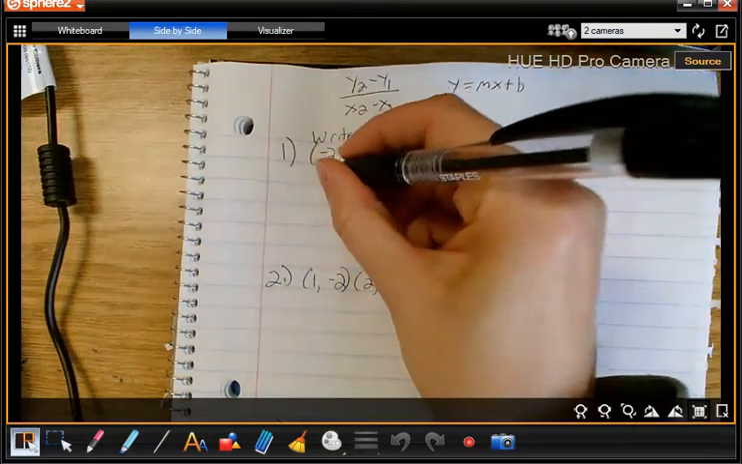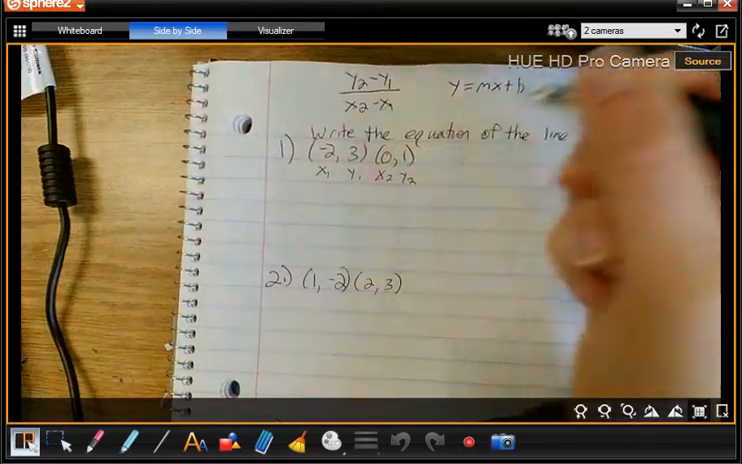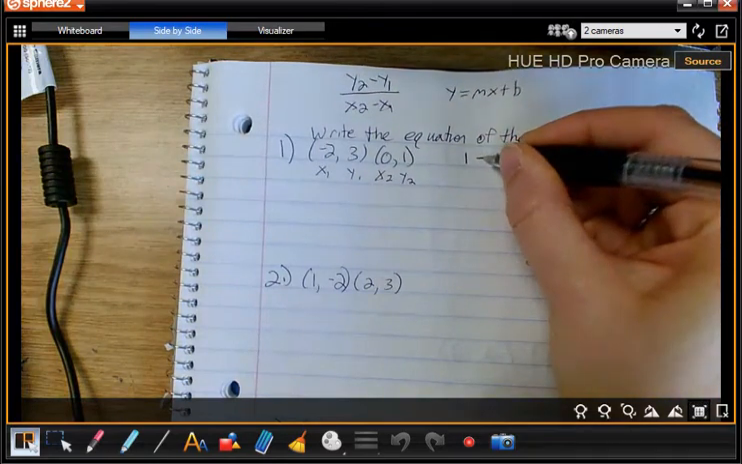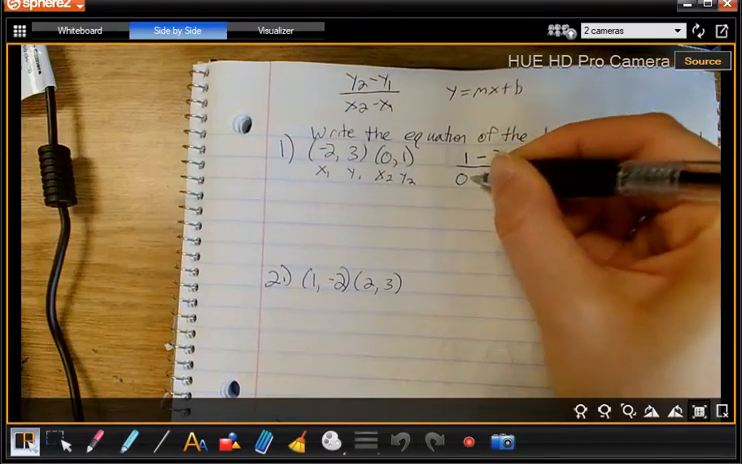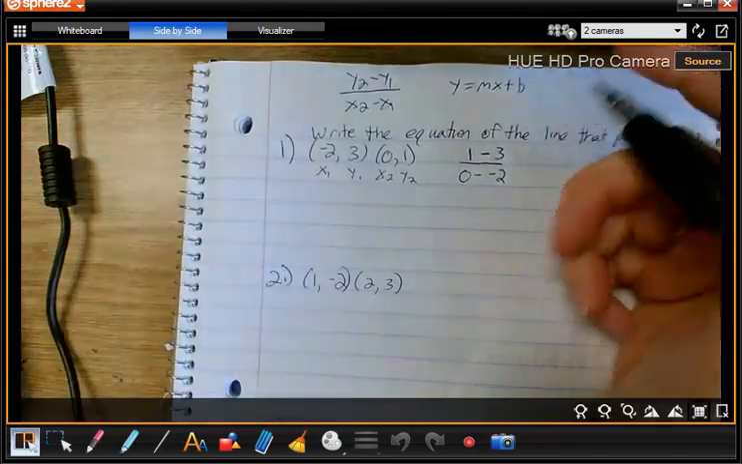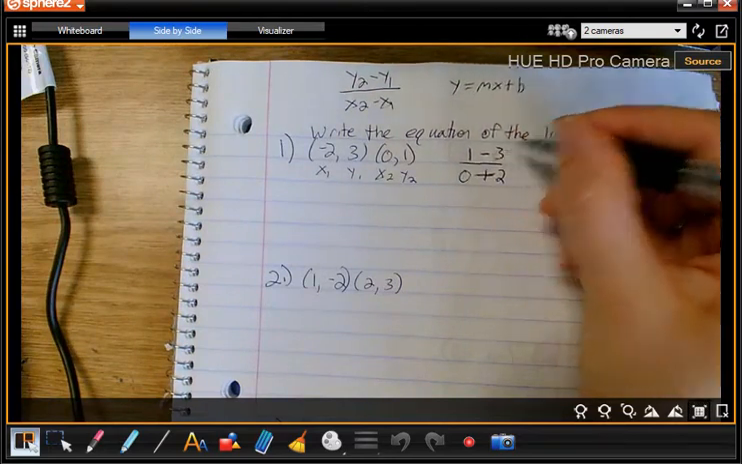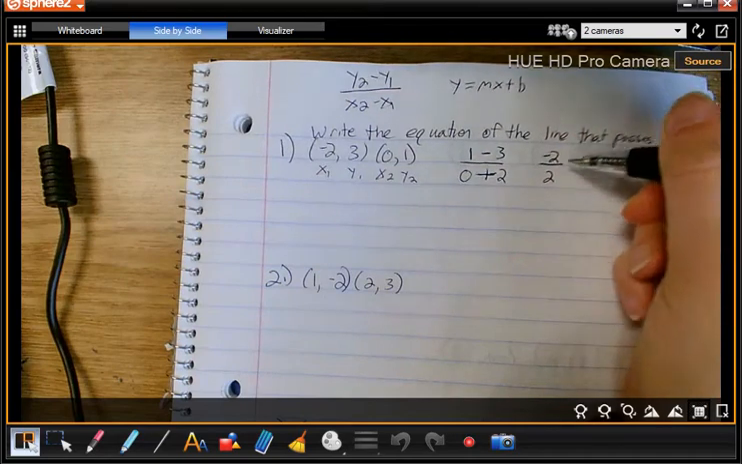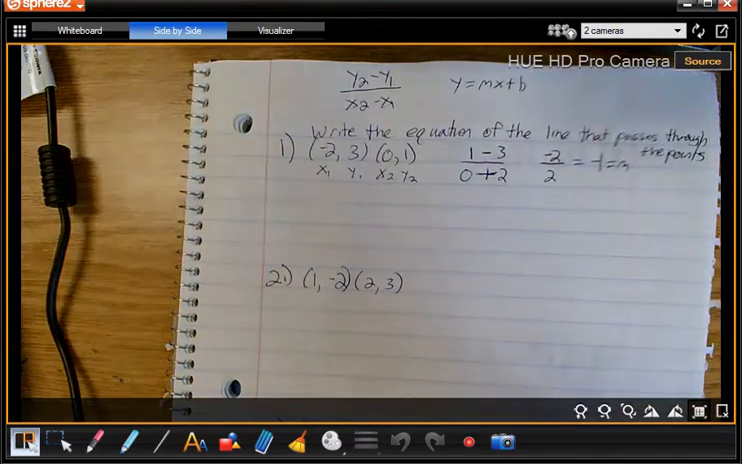So first I'm going to label this one x1, y1, and this one x2, y2. And I'm going to find the slope first. So I'm going to go 1 minus 3 over 0 minus a negative 2. Remember, the minus is part of the equation, but there's also a negative in front of that 2. 2 negatives make a positive. So 1 minus 3 is negative 2. 0 plus 2 is 2. 2 over negative 2 gives me negative 1. That's my m.